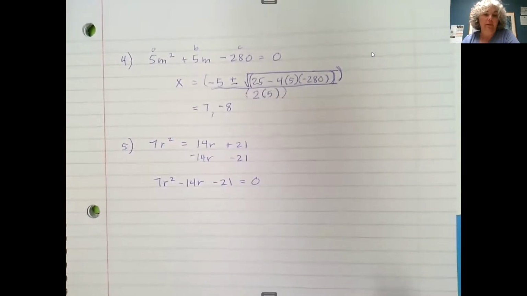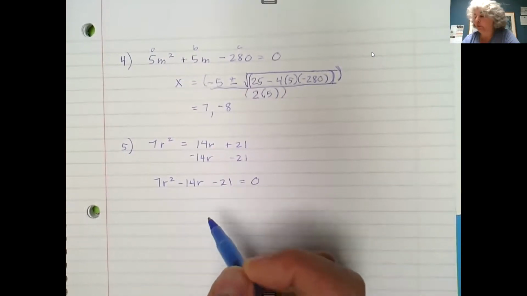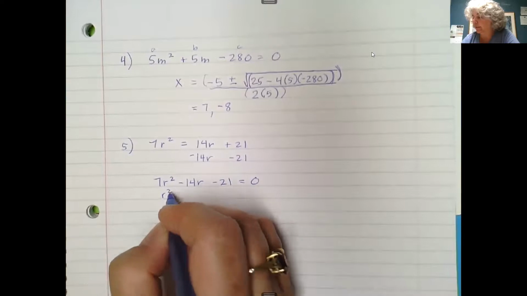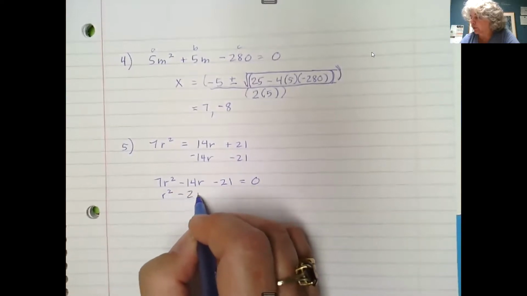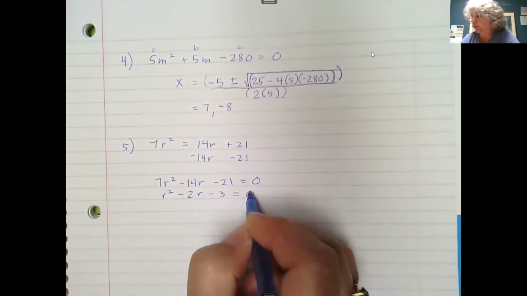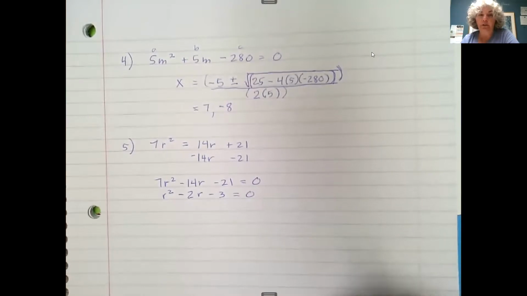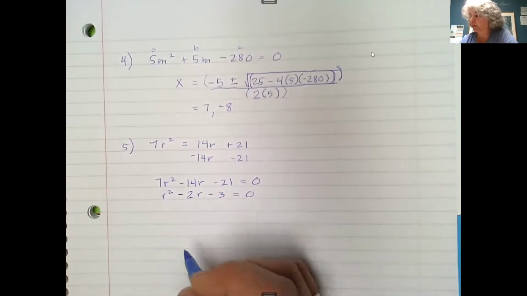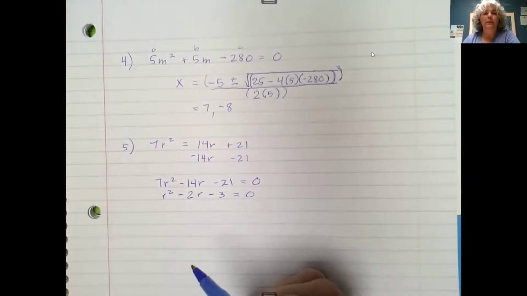Now I can divide by 7. I can see that 7 is a common factor of all those. So let's do that. Let's clean this up. r squared minus 2r minus 3 equals 0. Now you can factor that as well, but let's go ahead and plug this into the quadratic formula. I'm going to pause. I want you to pause this and see what you can do, how far you can get. See if you can get all the way to the end.